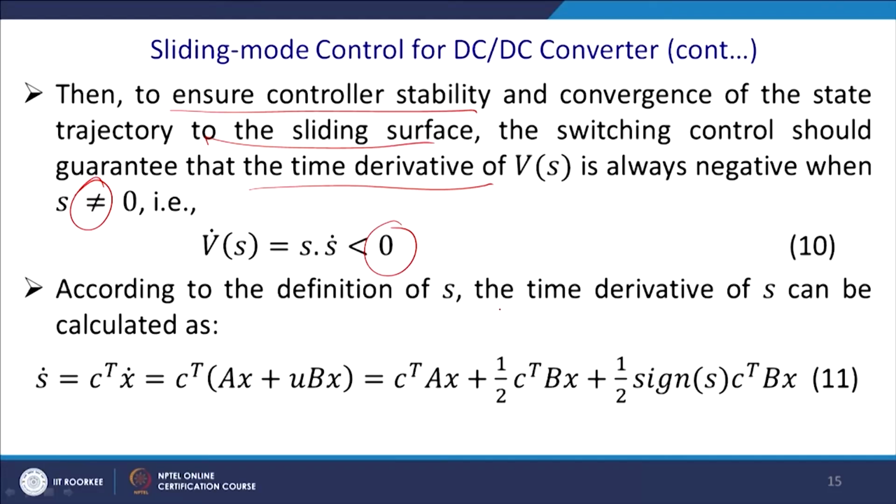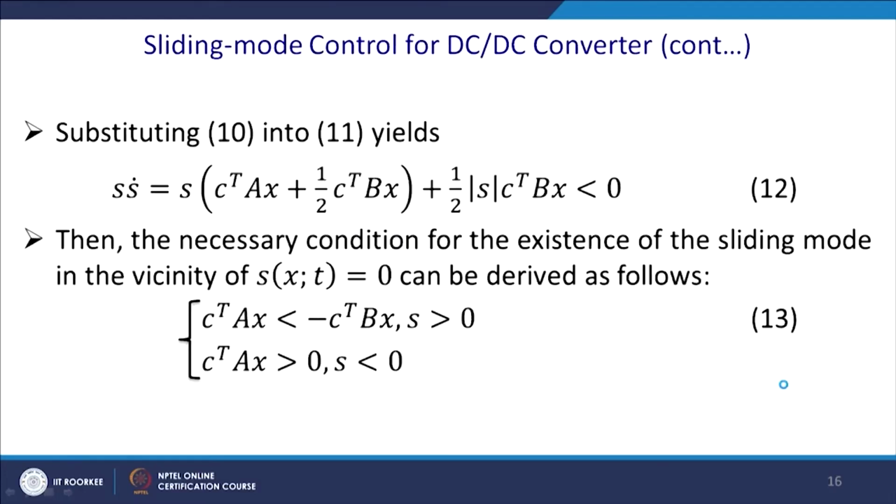According to the definition of S, the time derivative of S can be calculated as S dot equal to Ct of S. So, you just differentiate it. So, Ct Ax plus B u Bux. So, that is equal to Ct Ax plus half Ct Bx plus half of sin Ct Bx. This will be the x dot. So, thus S into x dot, this is the condition of the stability. We have to ensure that this has been ensured and accordingly you can design the parameter. So, this equation 12 is a necessary and sufficient condition for the stability.